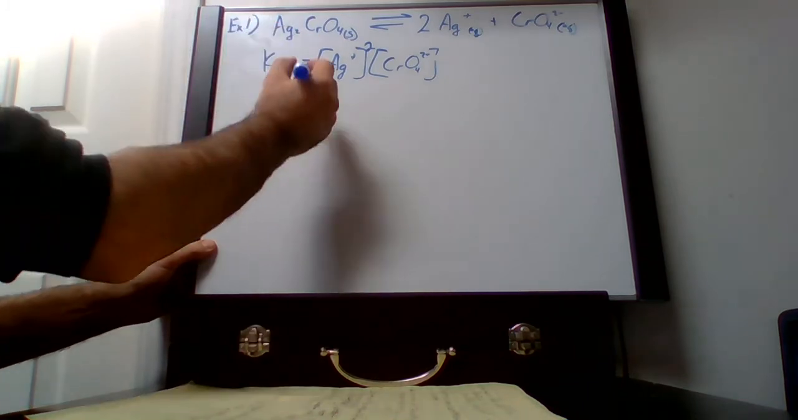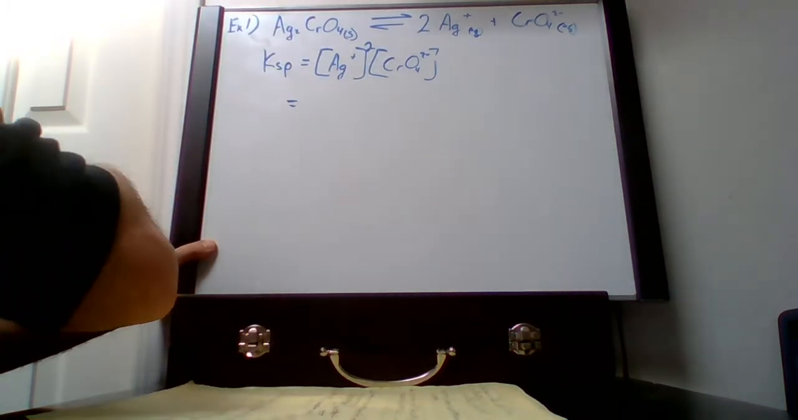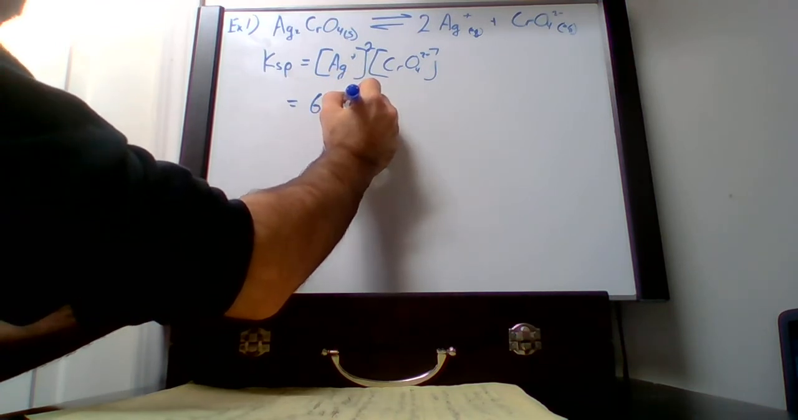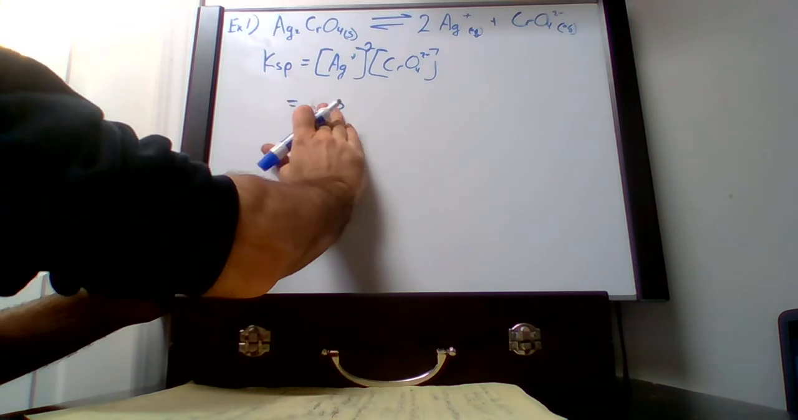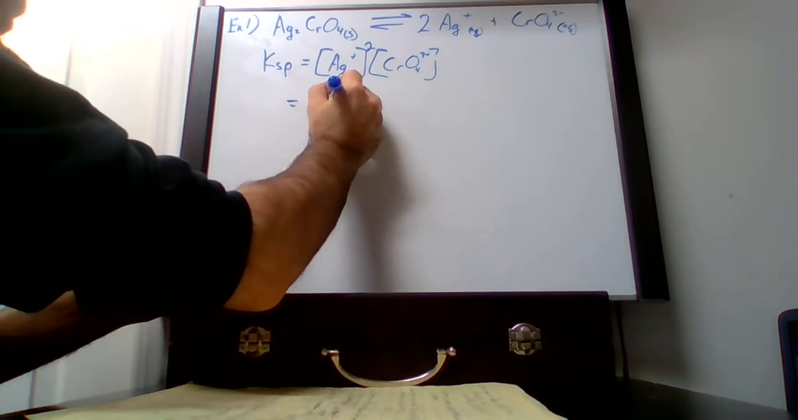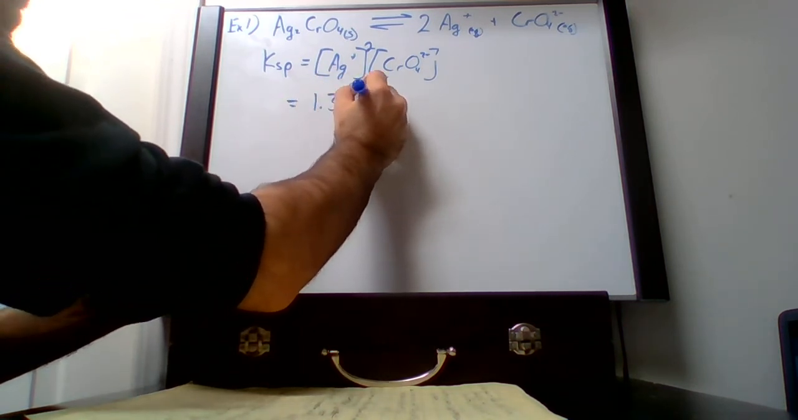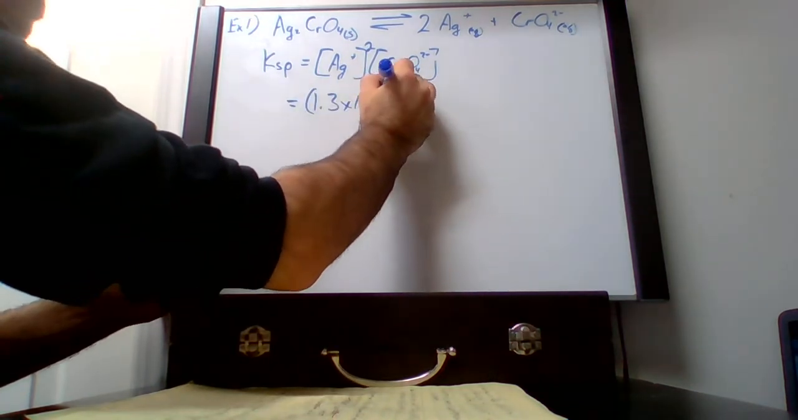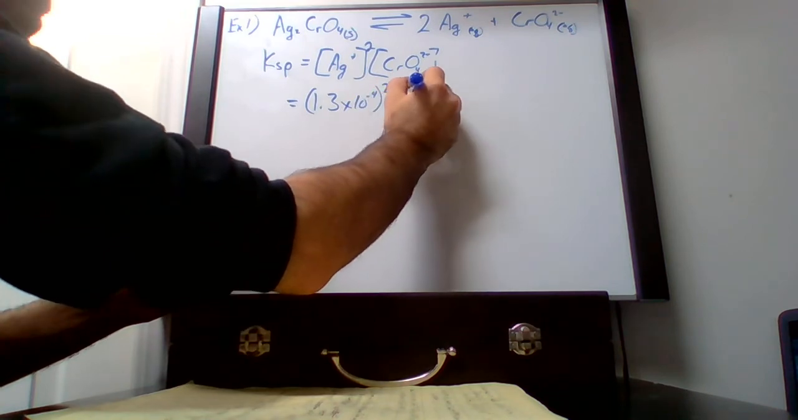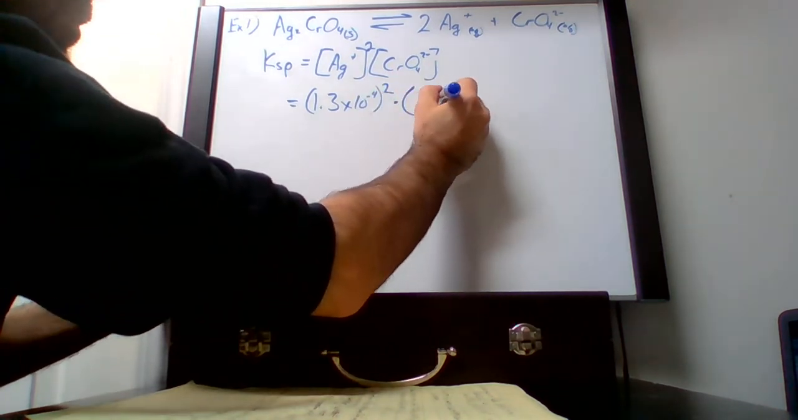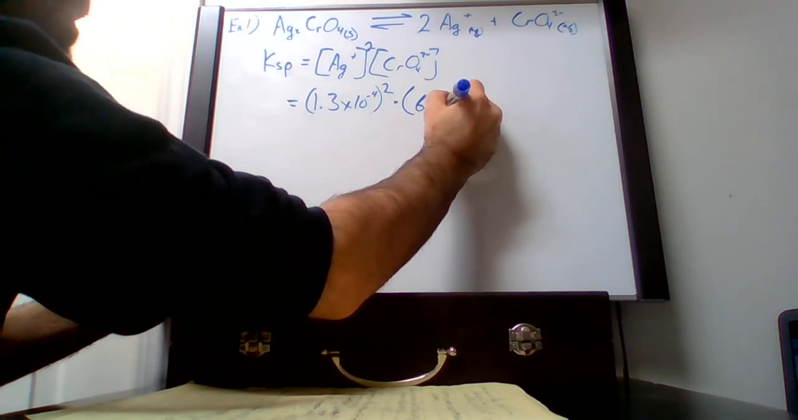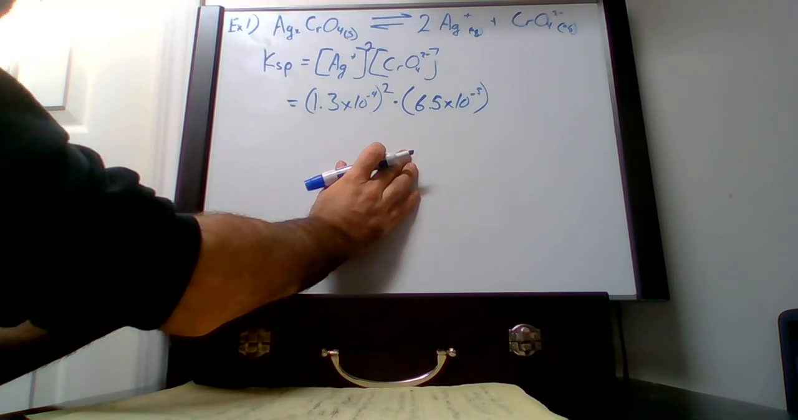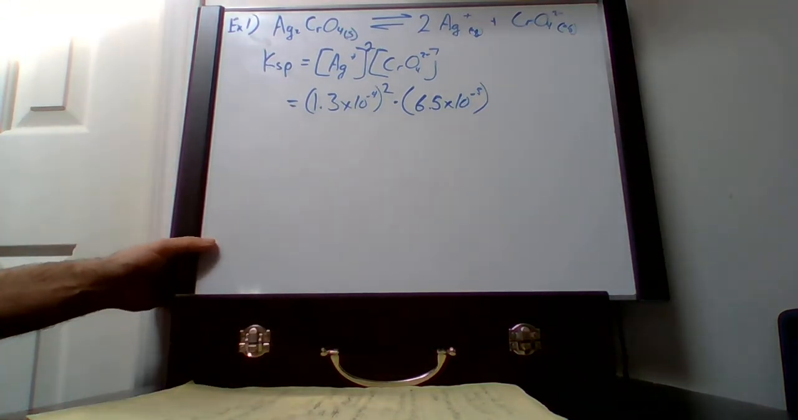So we plug these values in. Let's see, we had said for our silver we have a 6.5. Nope, sorry, that was our chromate. Let's go back here. 1.3 times 10 to the negative 4 squared. Okay, and we're going to multiply that by our chromate, which was the 6.5 times 10 to the negative 5. Okay, and we don't need to square that.